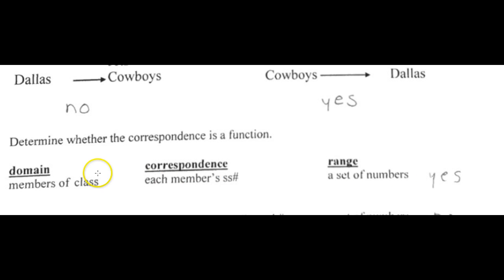So is this a function? The domain, the members of class. Correspondence, each member's social security number, which gives us the range, a set of very specific numbers. Does each person in the class have an association or a correspondence to one and only one social security number? If I ask you what your social security number is, you probably are going to give me one and only one social security number. You only are supposed to have one social security number. Yes, that's a function.